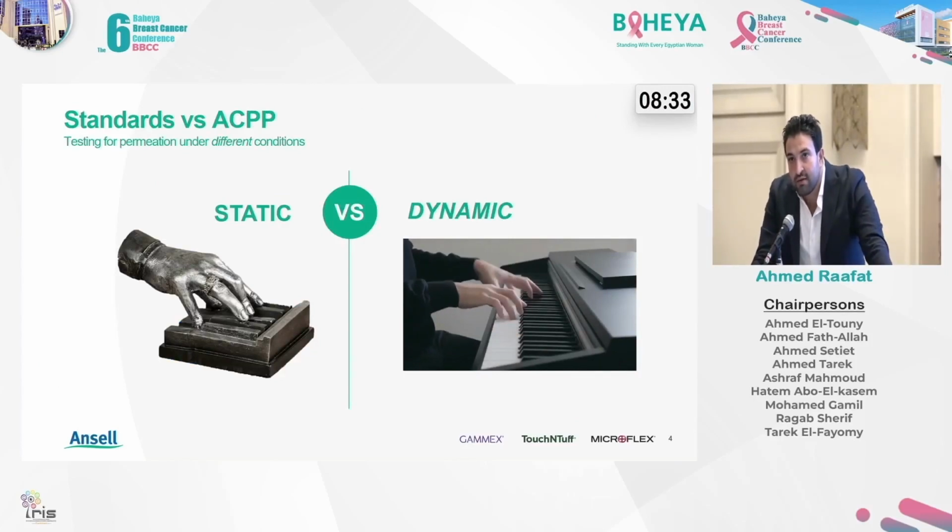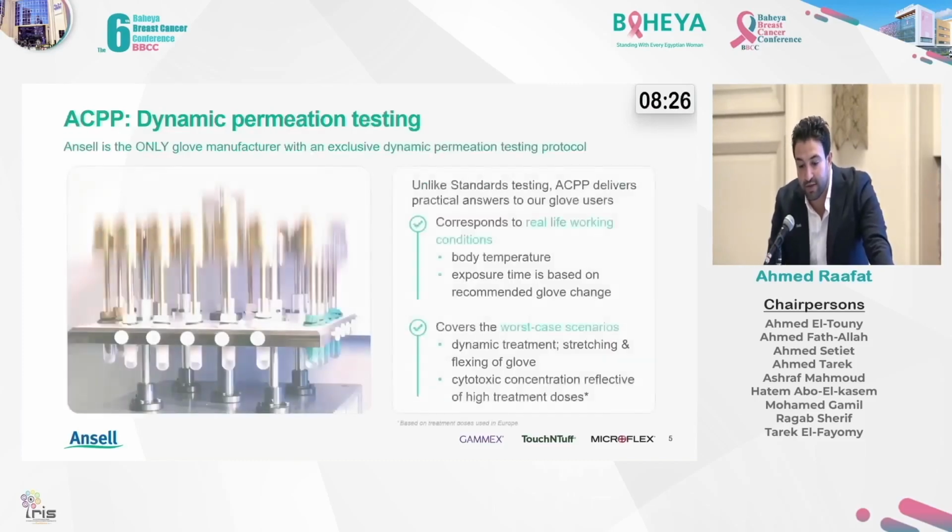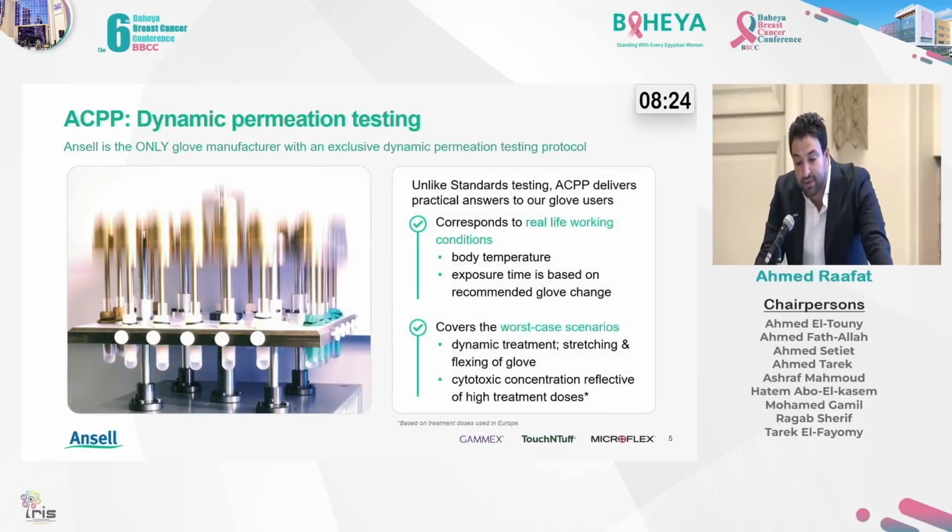So Ansell needed to recreate actual conditions for wearing the glove. When we wear the glove, we have a dynamic reaction. So we developed a dynamic permeation test. While using the glove, body temperature may range from 37 to 42 degrees during a high-intensity operation, when the organs reach a higher temperature. And we also have the flexibility of the glove.